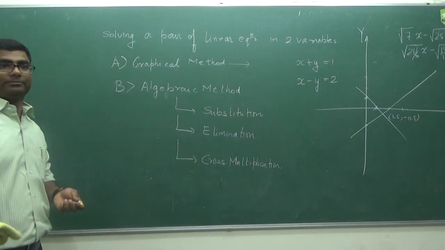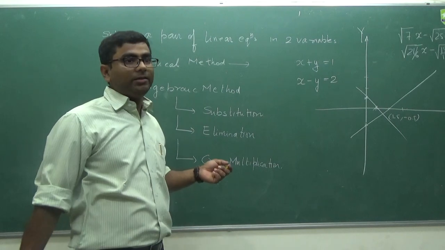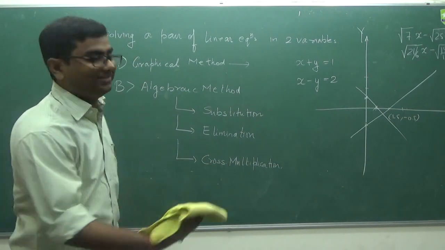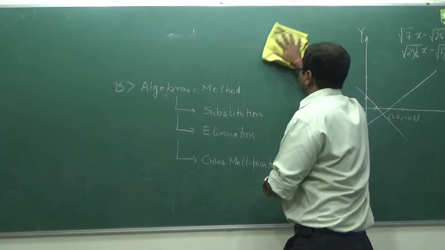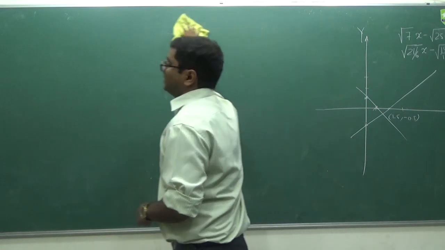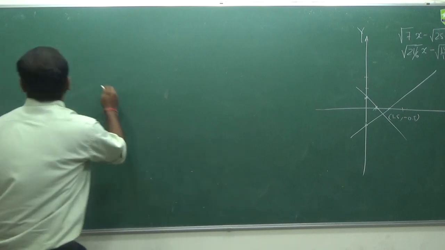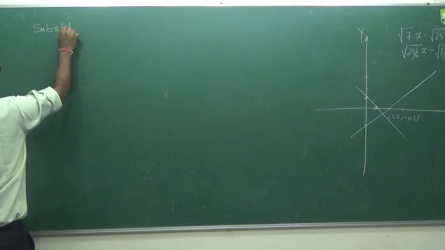Okay. Now, same equation by substitution. Not that one. Same equation. Why, it's too easy? You want to do that one? No. Birthday equation. So now we are talking about same equation. What were the equations, by the way?